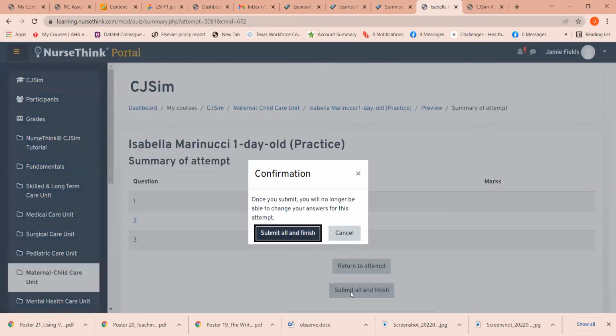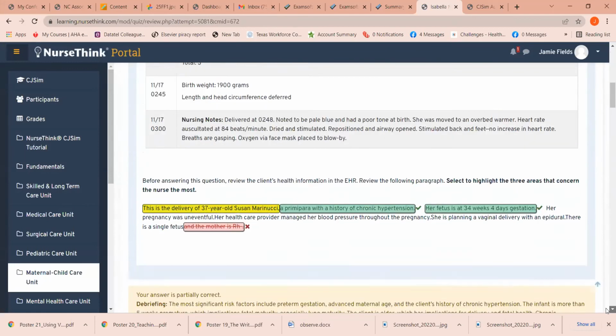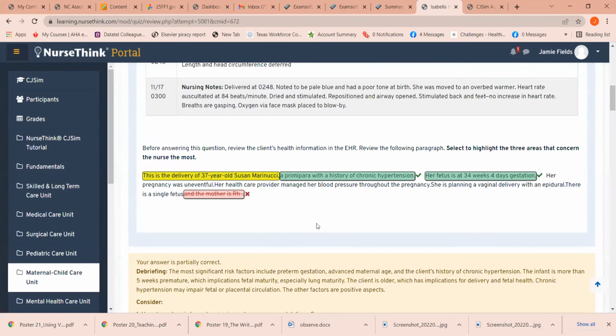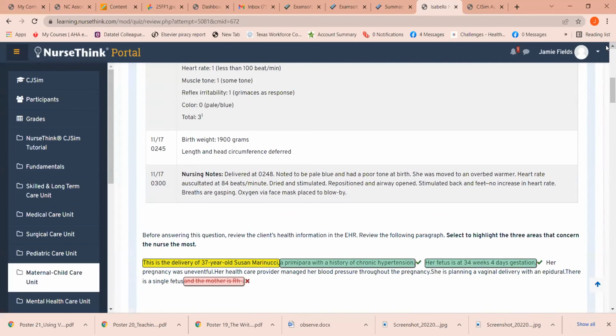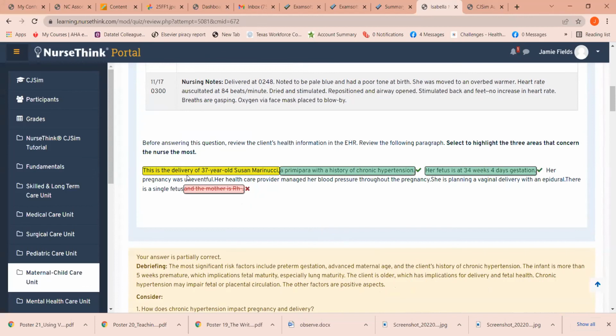We're going to submit and finish. And let's look. Three areas of concern. Okay, I think that's what we tried to highlight, and it says we highlighted. I may have moved our highlights. Prematurity with a history of chronic hypertension, yes. 34 weeks, yes. Rh negative, yes. I think I might have accidentally moved your highlight there. So you got that one.